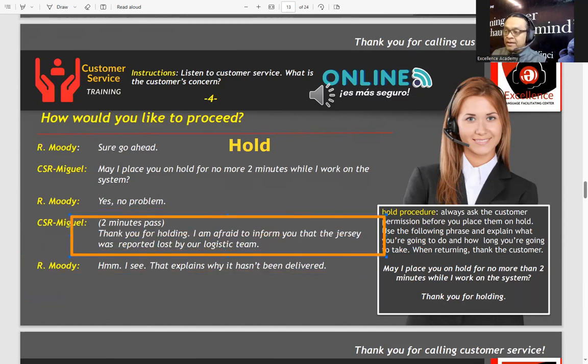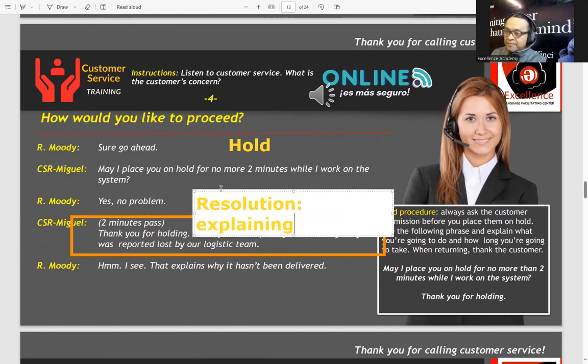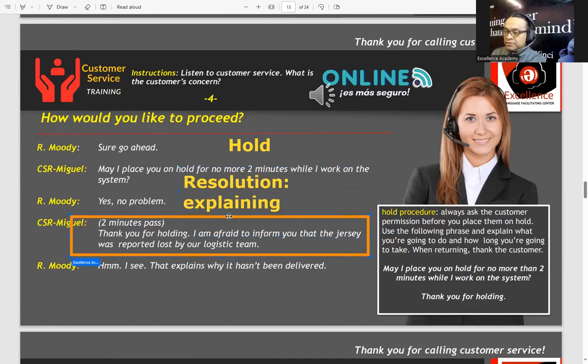So here we got a resolution. We're starting the resolution process here because we are explaining. We are giving an explanation to the problem. So we are explaining. Explaining is part of the resolution step as well. Explaining to the customer what was the problem. So that's part of resolution.